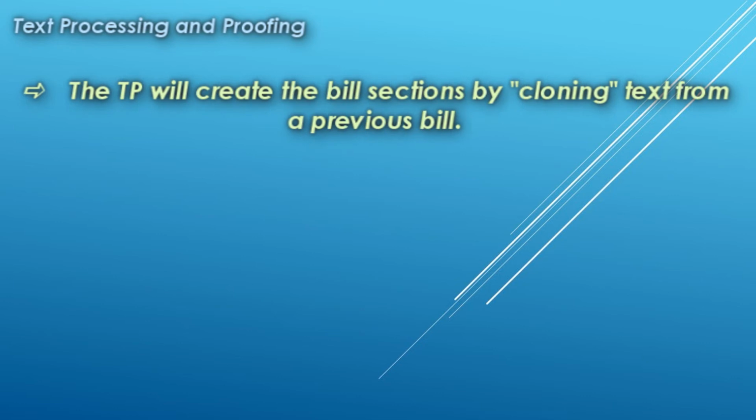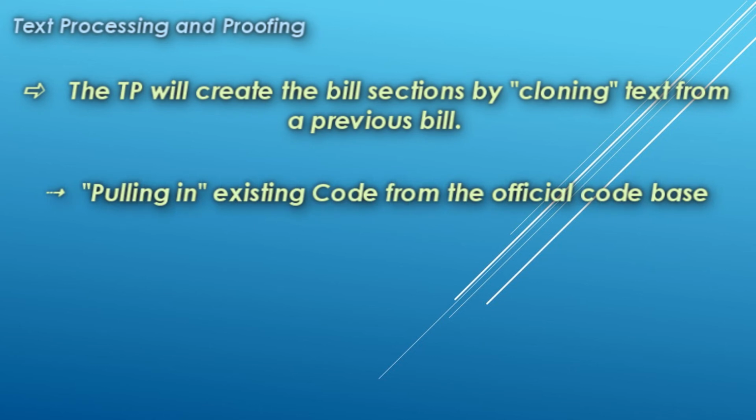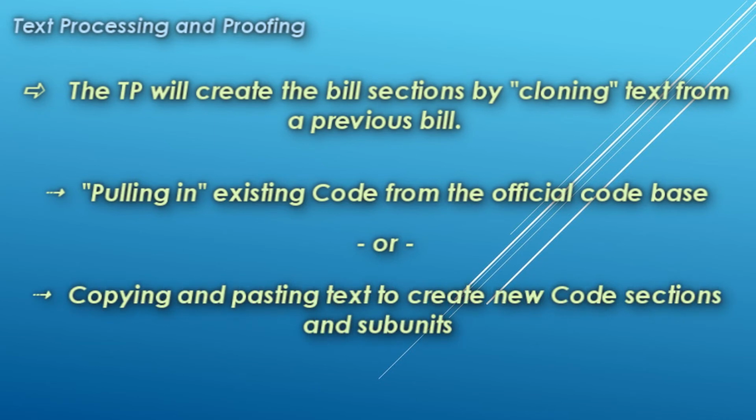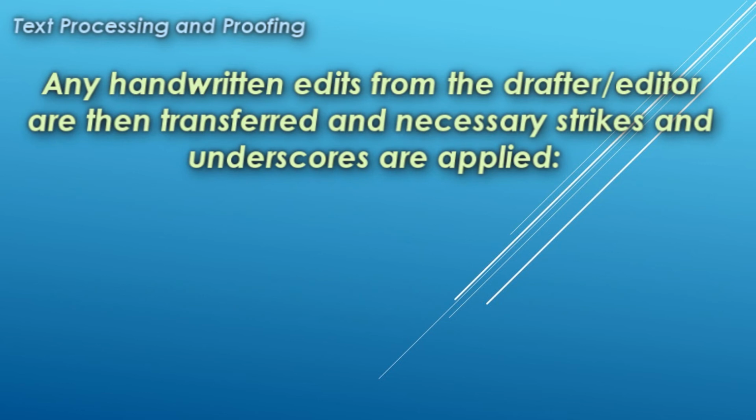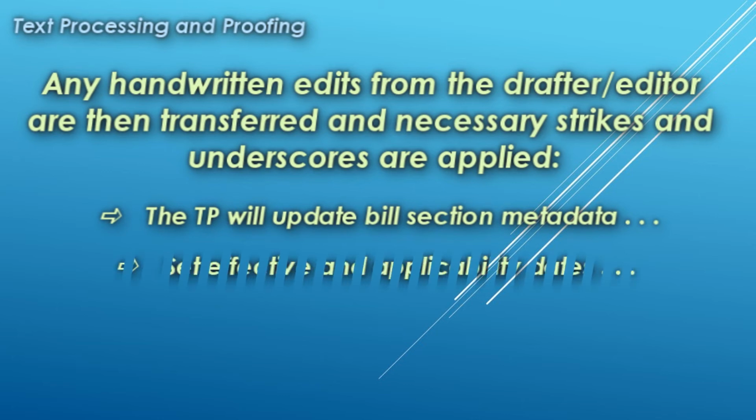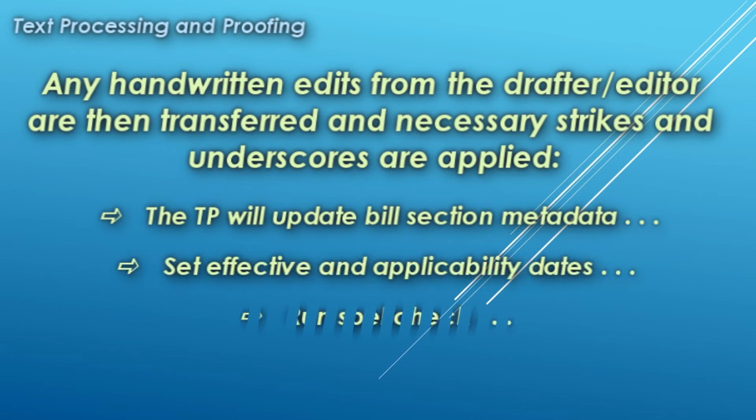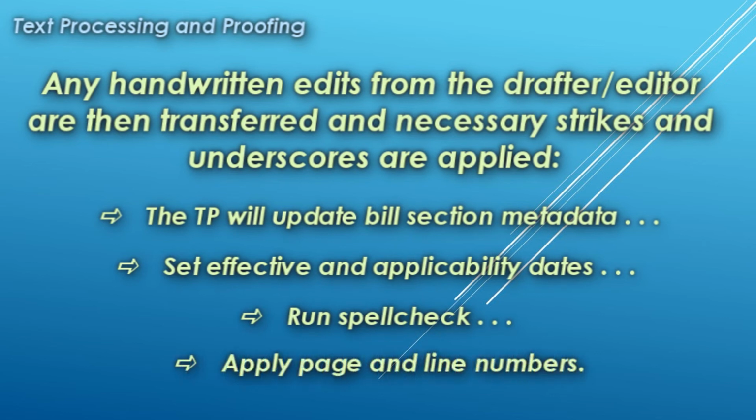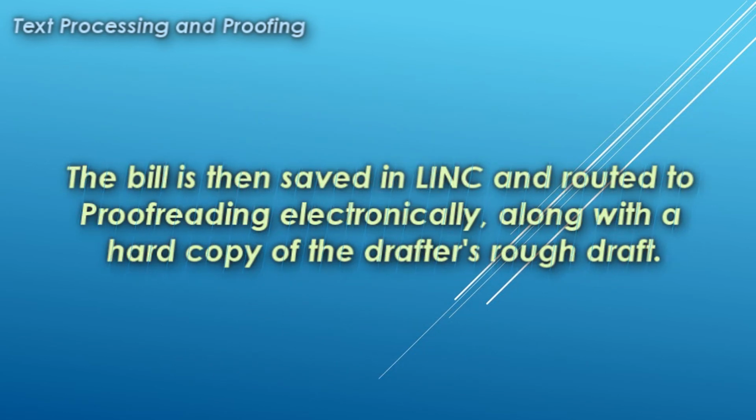Depending on the information provided by the drafter, the TP will create the bill sections by cloning text from a previous bill, pulling in existing code from the official code base, or copying and pasting text to create new code sections and subunits. Any handwritten edits from the drafter/editor are then transferred and necessary strikes and underscores are applied.